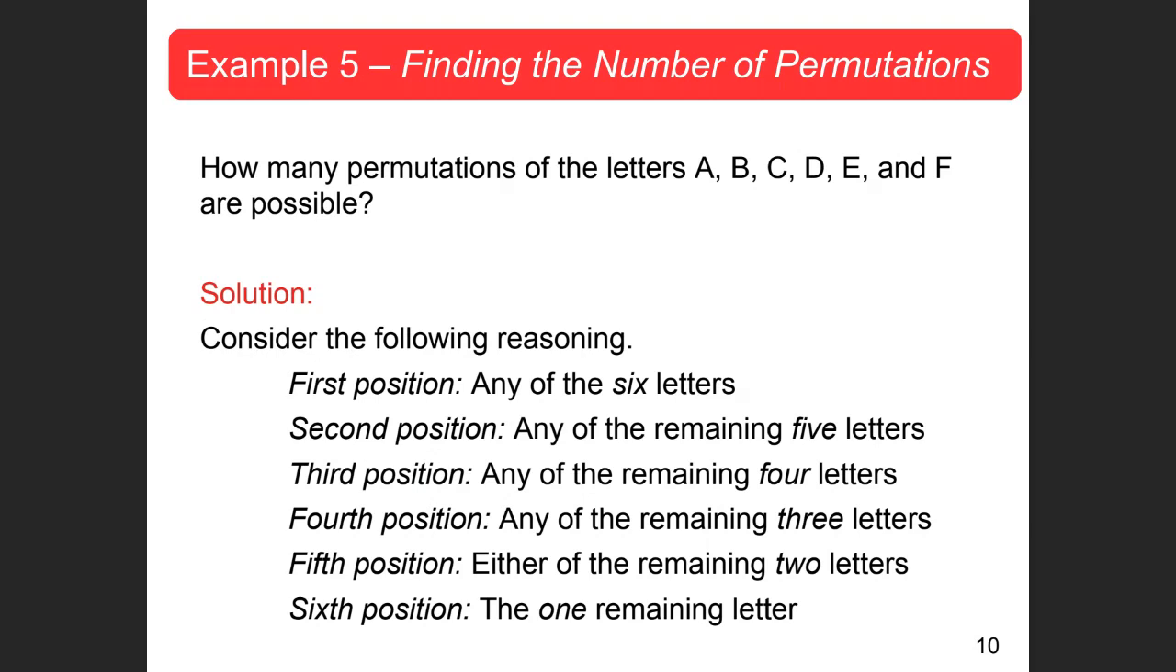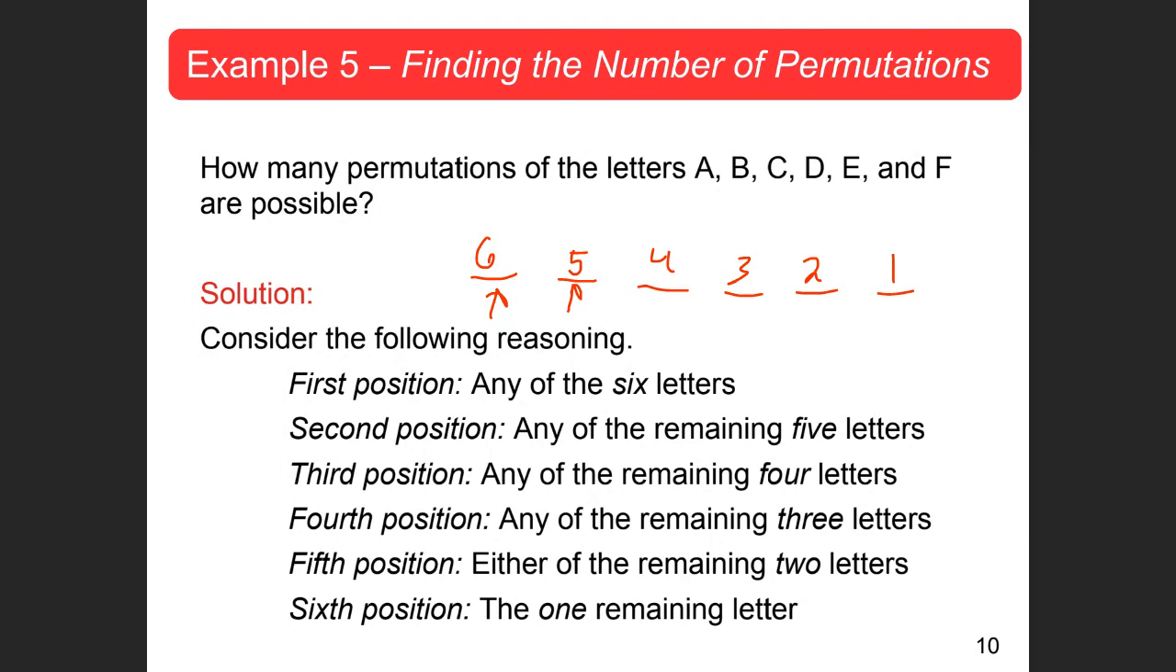How many permutations of the letters A, B, C, D, E, and F are possible? Well, when you think about it, there's 1, 2, 3, 4, 5, 6 different letters. So how many ways can I put a letter here? 6. Then one of the letters is being used here, so there's only 5 letters left. 4, 3, 2, 1. 6 times 5 times 4 times 3 times 2 times 1.